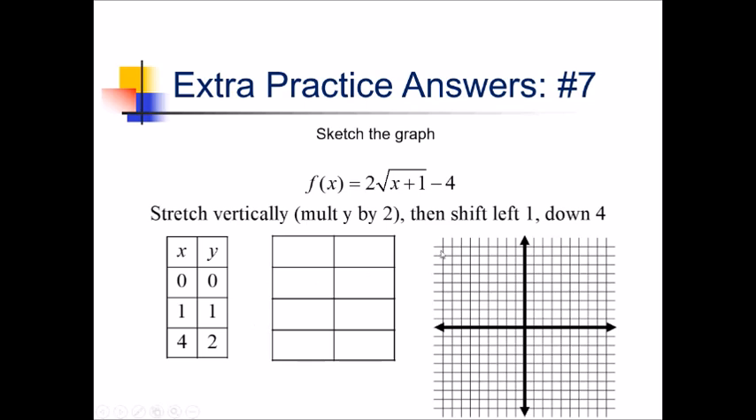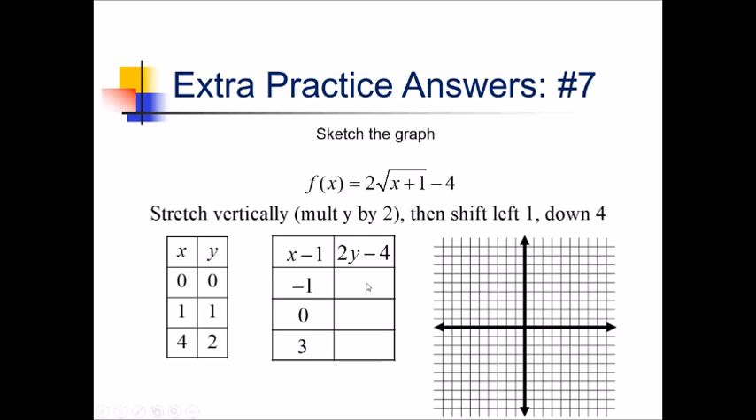So the only thing happening to the x's is this left shift of 1. So we can write x minus 1 to reflect that. And then we're stretching vertically and shifting vertically. So we're going to do 2y for the stretch, and then we'll do minus 4 for the shift. All right, let's incorporate all that now. So we've got all the x values minus 1. 0 minus 1 is negative 1. 1 minus 1 is 0. 4 minus 1 is 3.